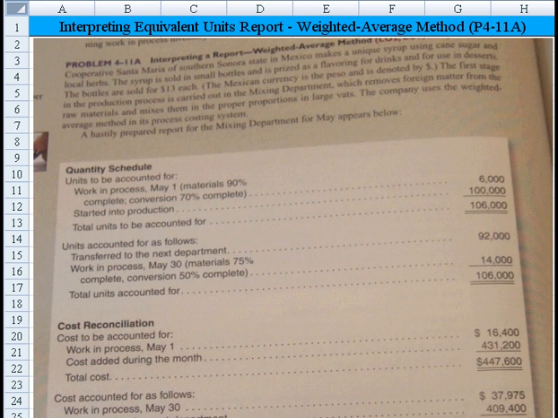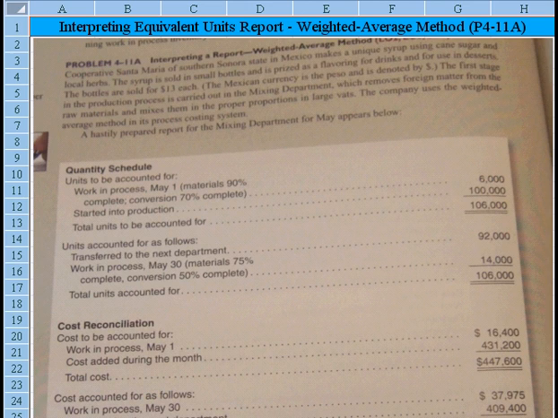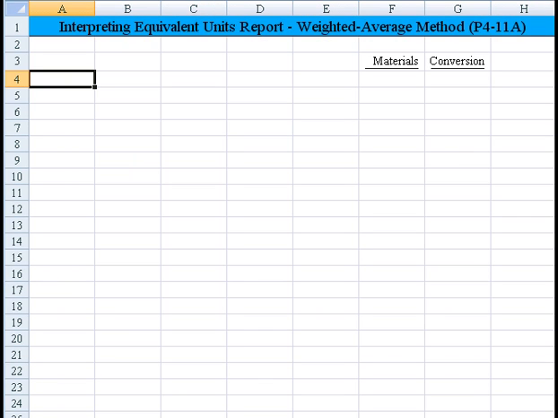Down below they say transferred to the next department was 92,000, and work in process, 75% complete as to material and 50% as to conversion, was 14,000 units, for 106,000. Well, let's see what we think the equivalent units were. We'll put together a quick schedule for that, because we're not sure that report was correct. First we'll identify what were transferred to the next department.